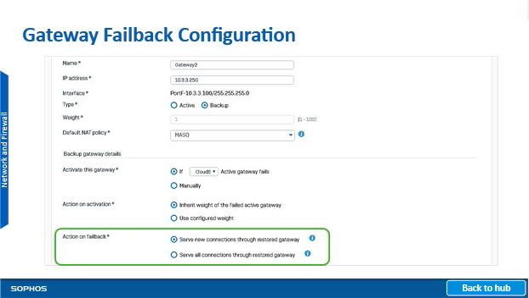In the WAN Gateway Manager, configuration for backup gateways, you can select the action that is taken when the active gateway is restored and the XG firewall fails back to using it. You can choose between serving new connections through the restored gateway, this is the default option, or serving all connections through the restored gateway, which will cause disruptions to established network connections.